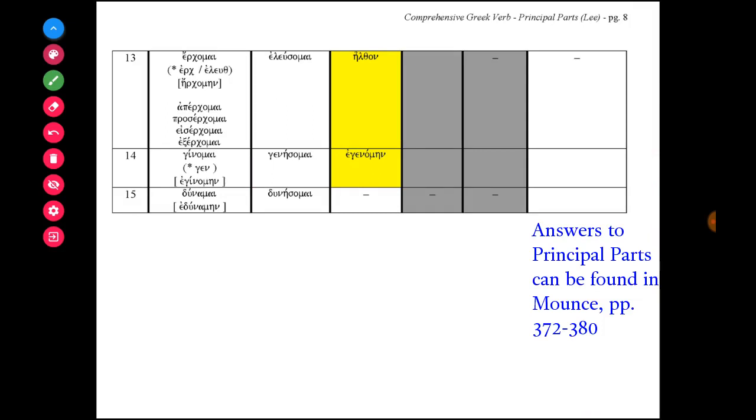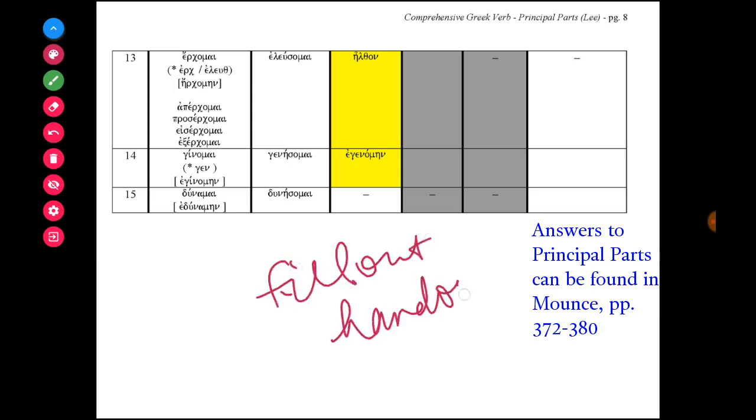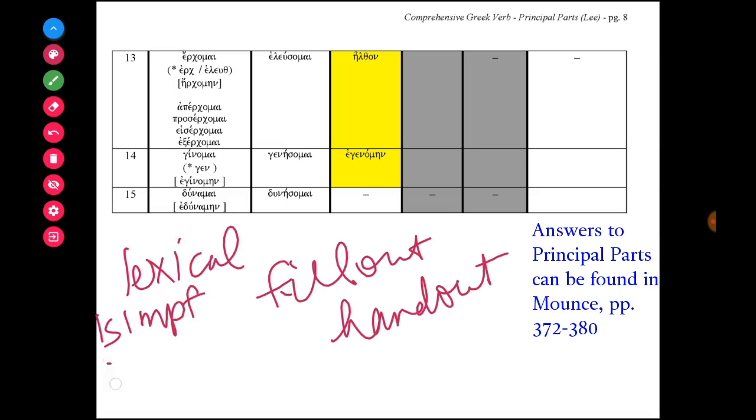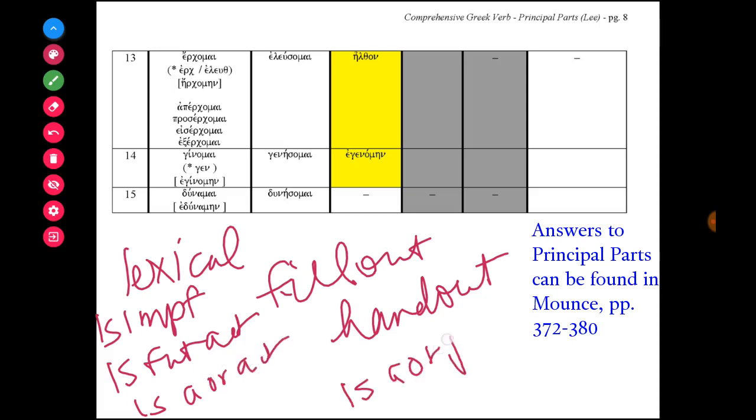And so with that, go ahead and fill out the entire handout. And as you do it, review and memorize for each vocabulary word its lexical form, its first person imperfect form, its first person future active form, first person singular aorist active form, and for this week's module, the aorist passive form. And then you'll learn the other two principal parts next week.